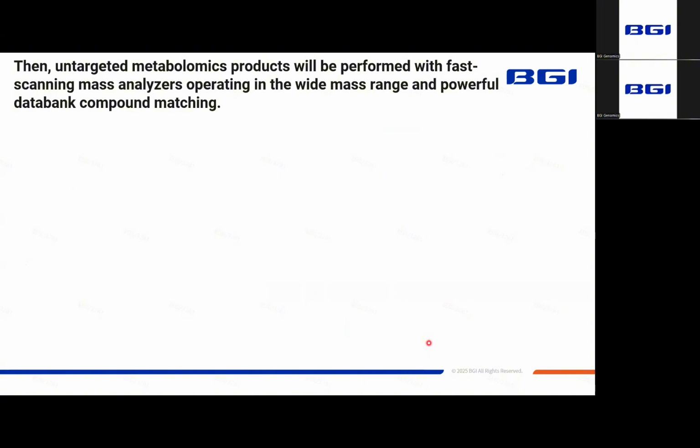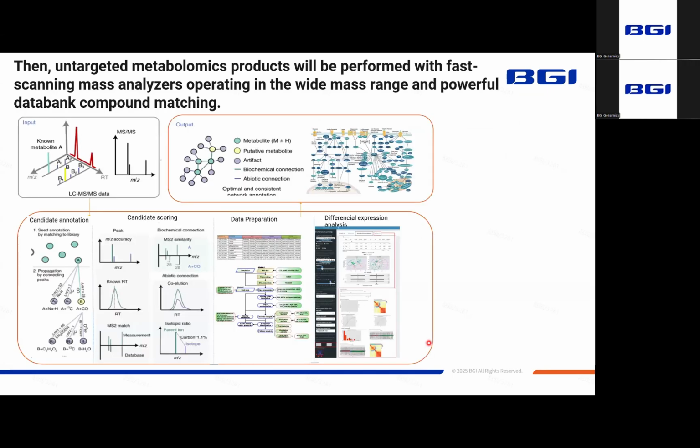Then, after the LC phase, the compounds will be analyzed with a fast scanning mass analyzer operating in a wide mass range, and need a powerful data bank for compound matching. The process of data analysis is shown here. For the identification stage, the spectra of each compound should match with the database and score how well they fit.